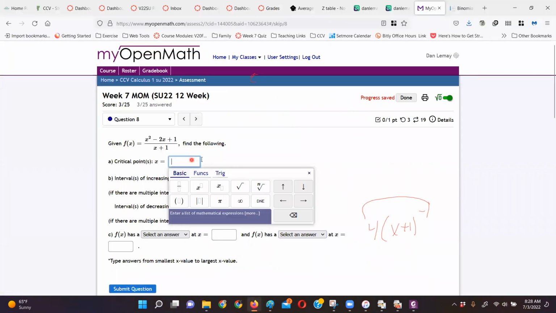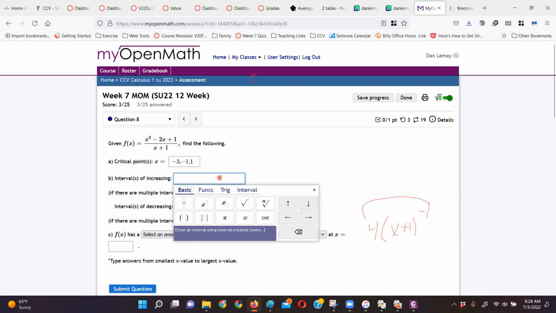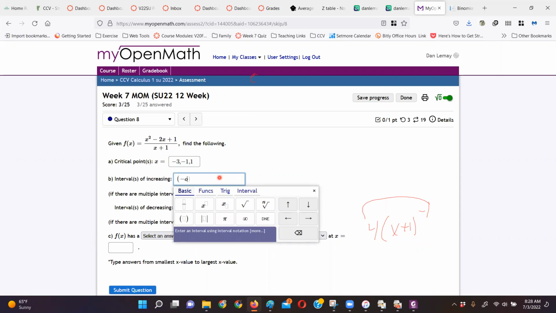So the critical points, I said, oh yeah, I have it on paper. Just a minute here, I scanned it. Let's see here. So my critical points were at negative 3, comma, negative 1, comma, 1. Hopefully it likes all those. And it's increasing from negative infinity to negative 3.